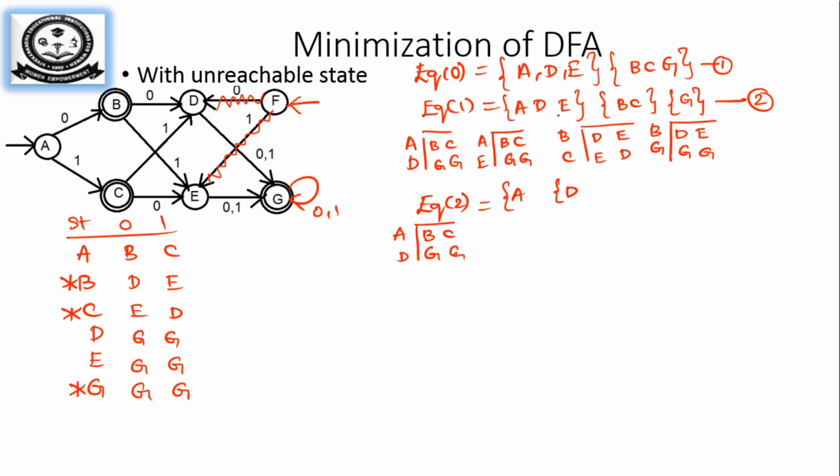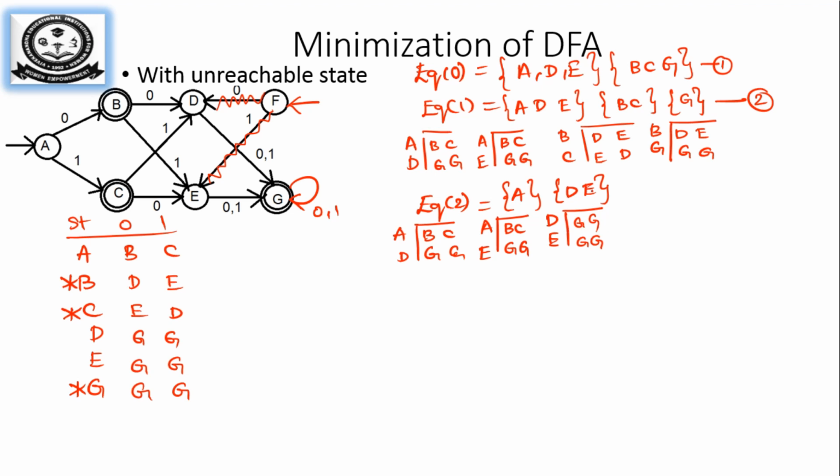Now you have to check A and E with one set and A and D with one set. Let me check with A and E first. A and E is going to be BC and GG, so they have to be separate. But before giving E a separate set, you have to check with D also. D is going to be GG, GG. So you can see it's identical. So you will have D and E together. So A will be separate.